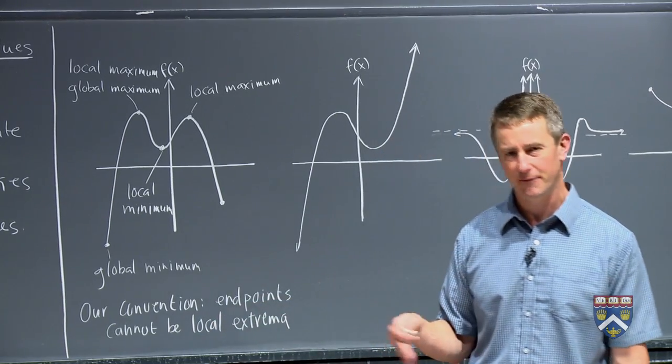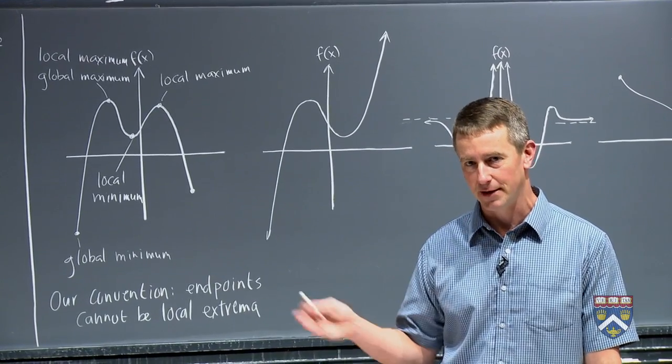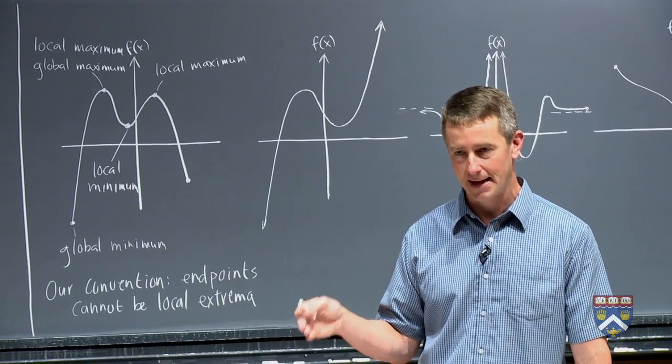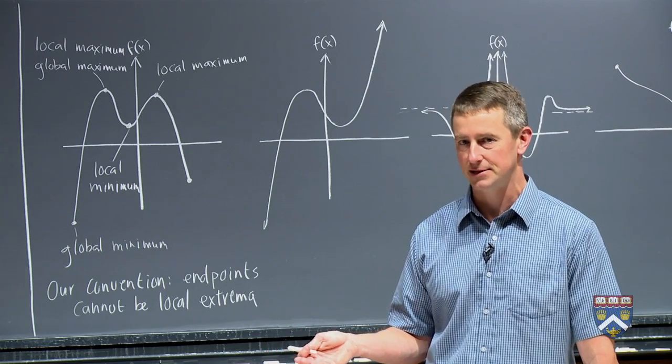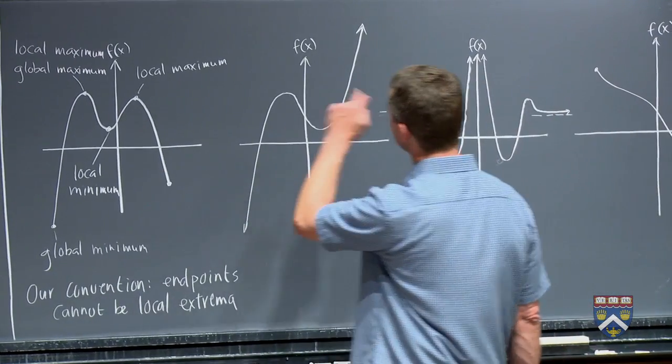But as I was saying, for example, the AP calculus people will not ever ask a question where you need to decide whether an endpoint is or is not a local maximum or minimum, because they know that different books teach it differently, and it's not an important question. All right, so there's one example. Now how about this example?